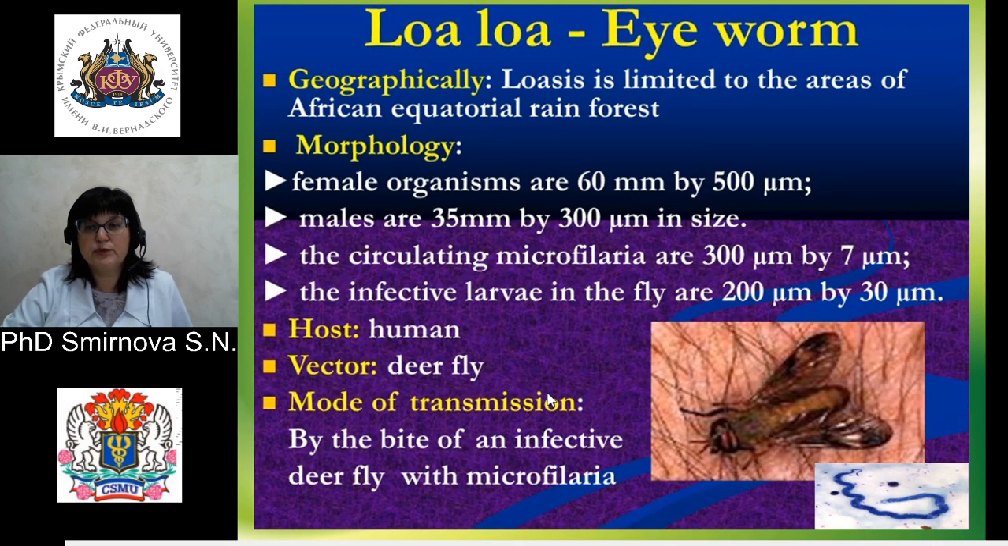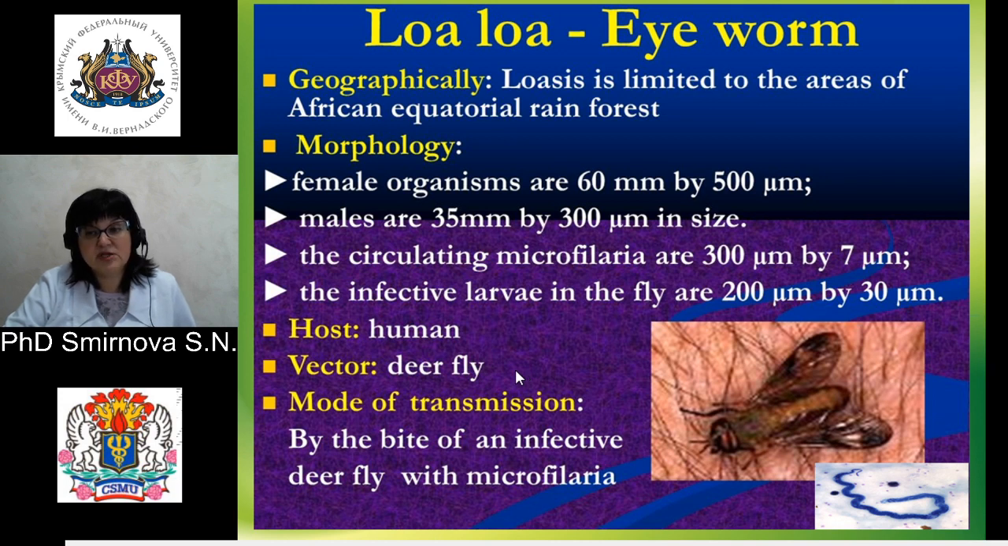Next parasite which needs our attention is Loa loa, or the eye worm. Loiasis is usually characteristic of areas of the African equatorial region. Morphology: the female organism is up to 60 millimeters, the male up to 35 millimeters. The final host is human. The vector is the deer fly.